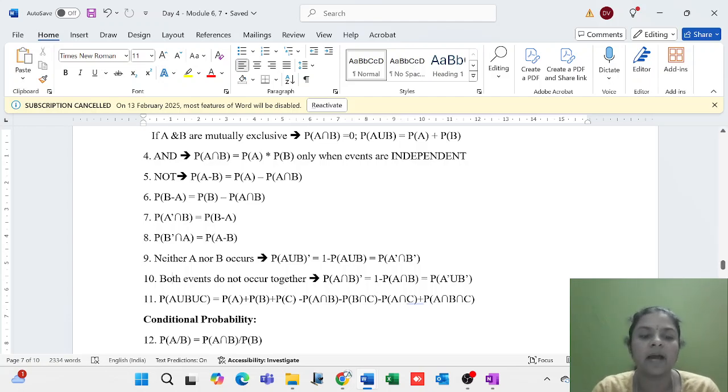And the last formula, P of A union B union C is equal to P of A plus P of B plus P of C minus the intersections: A intersection B, B intersection C, A intersection C, plus A intersection B intersection C. So all the three pairwise intersections you will subtract, and the common intersection of all the three variables you will add at the end. So these are the basic formulae that you have to remember with respect to probability computation.